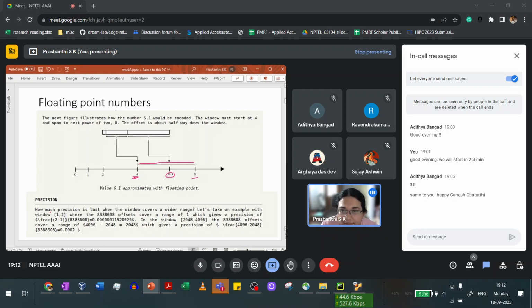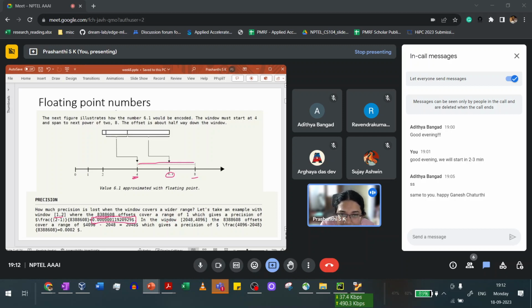Now talking about precision, this is what we were talking about just now. How much precision is lost when the window covers a wider range. So here is an example where the window is 1, 2, where you have the same 83 lakh something. So what is the precision of this window? It's basically the span of this range, which is 2 minus 1 divided by 83 lakhs, which comes to this very small number. So any number you try to represent in this window will be at worst this much different from the actual value.